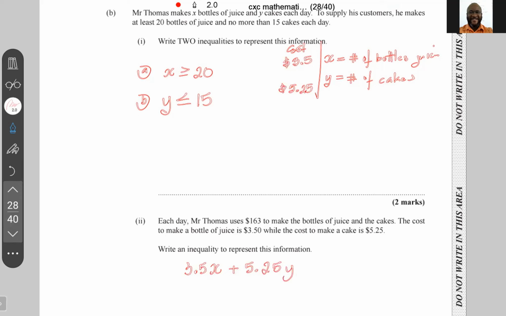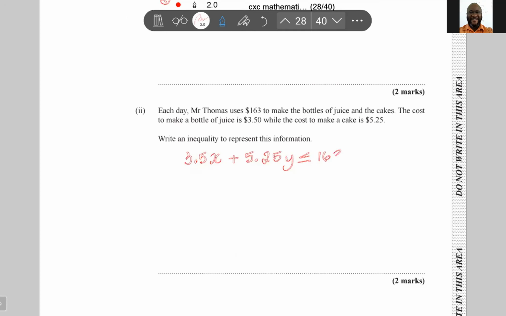How much money do I spend altogether? No more than $163. Guys, if I have money to spend, I can spend the exact amount I have, which is 163, or I can spend less than that amount. So the amount I spend on juice, 3.5x, plus the amount I spend on cakes, 5.25y, must be less than or equal to the total amount of money I have to spend, which is $163.